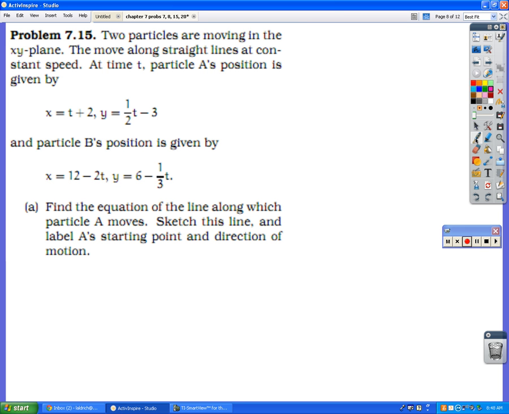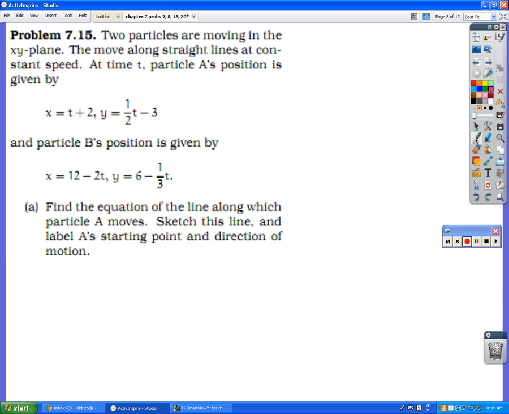All right, number 15. Two particles are moving in the xy plane. They move along straight lines at constant speeds. At time t, particle A's position is given by those two parametric equations. Remember our old friend, parametric equations? And then particle B's position is given by those two parametric equations. All right, find the equation of the line along which particle A moves.